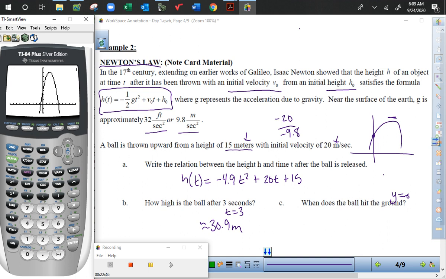This is an irrational 0 here. Okay, it's really ugly looking, no repeating, it doesn't terminate. So we're just going to say approximately, and then it doesn't give us any guidance on rounding, so 1 decimal is great for me. So 4.7 seconds. And that's it for Newton's law.